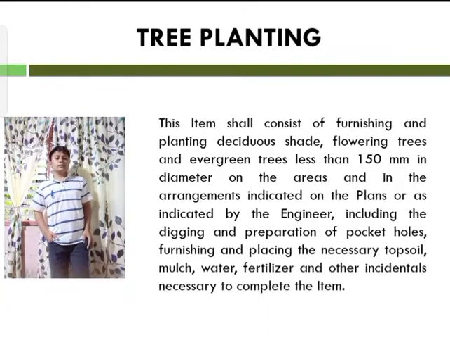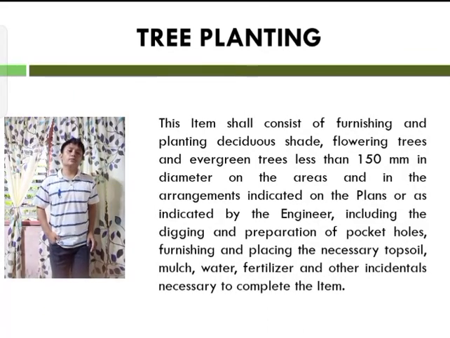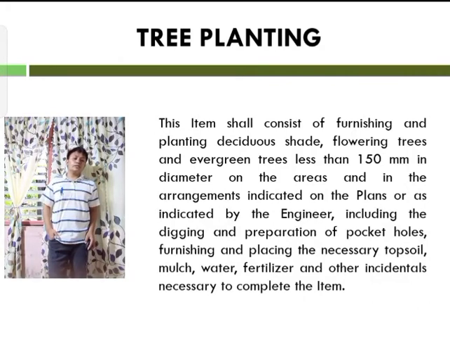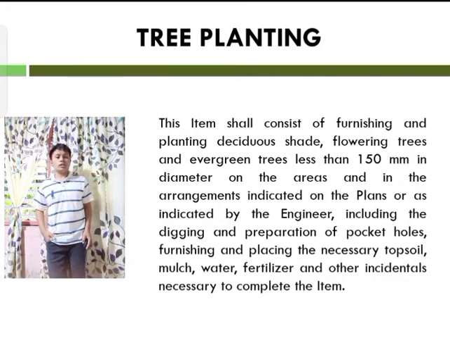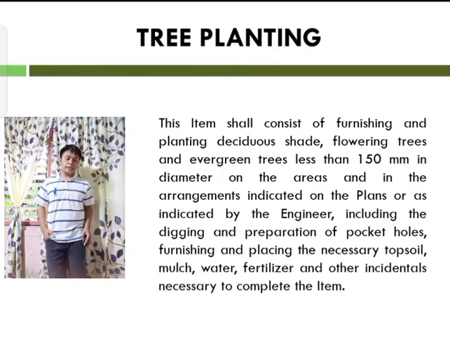So now let us proceed to the next item, Item 611, Tree Planting. As described in the Blue Book, this item shall consist of furnishing and planting of deciduous shade, flowering trees, and evergreen trees less than 150 millimeters in diameter on the areas and in the arrangement indicated on the plans or as indicated by the engineer, including the digging and preparation of pocket holes, furnishing and placing necessary topsoil, mulch, water, fertilizer, and other incidentals necessary to complete the item.